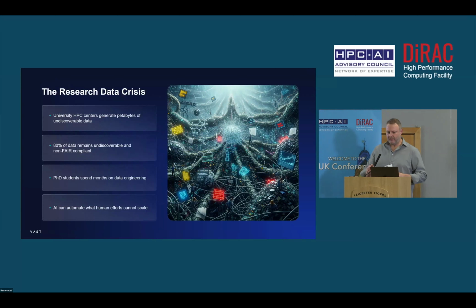What we're going to look at today is the research data crisis. So hopefully, or maybe not hopefully, I'm going to see some nodding heads here. HPC centers generate lots of data. In many cases, this data is undiscoverable and it's not FAIR compliant. As a result, PhD students spend months on data engineering, finding the data assets they need just to move their research forward. What I'm proposing is that with AI agents, and also looking at the VAST data platform, we can automate this process of making this data available.